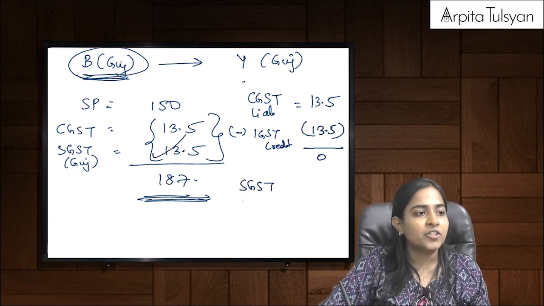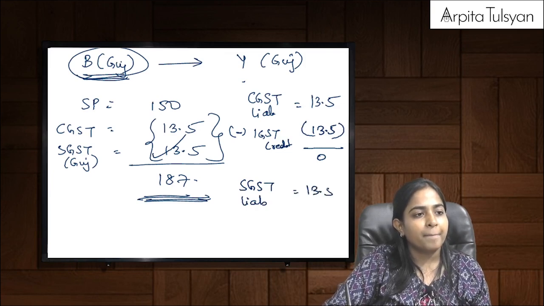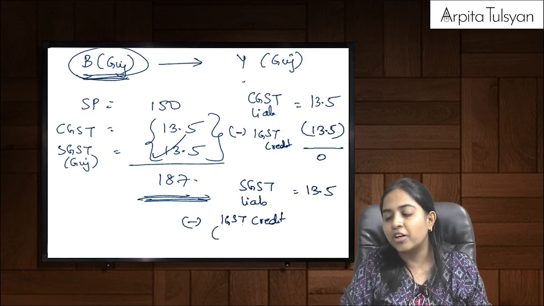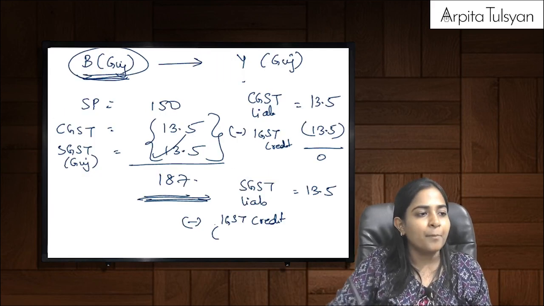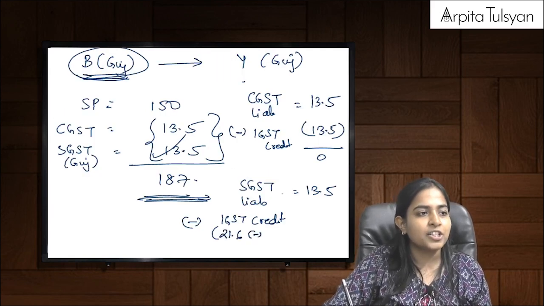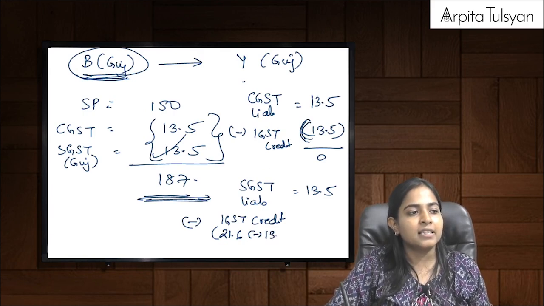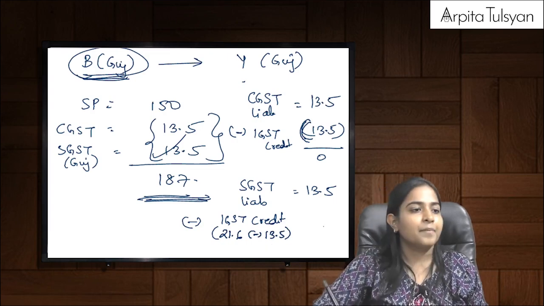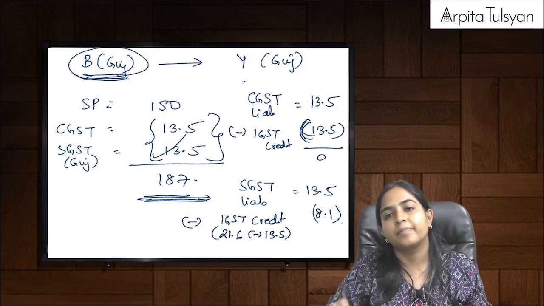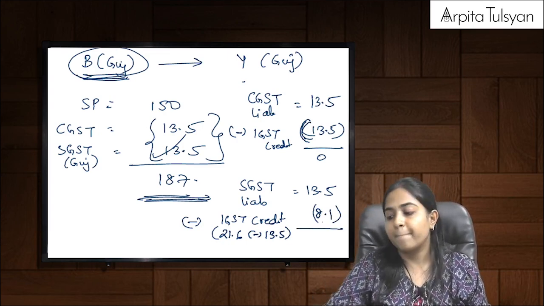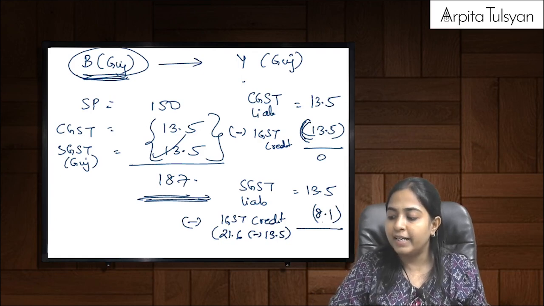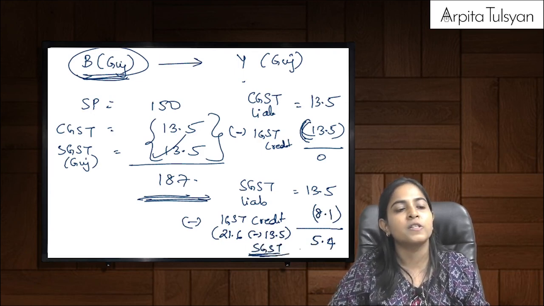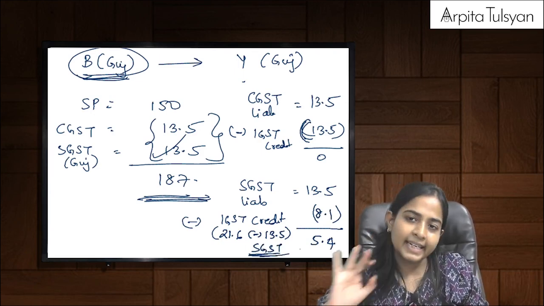SGST liability is how much? Again 13.5. Do I have sufficient IGST credit available with me? I had how much earlier in IGST credit? 21.6. Out of which I just utilized 13.5. Right? So I'm left with 8.1 credit which I will utilize it now. Now how much is my liability payable? My liability payable is 5.4, that is SGST 5.4 is payable. Are you clear till here?